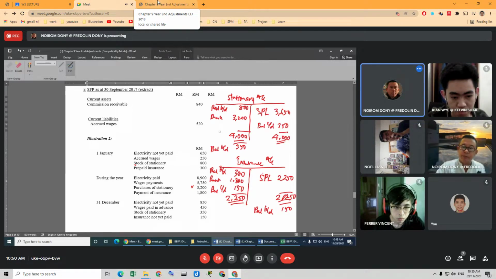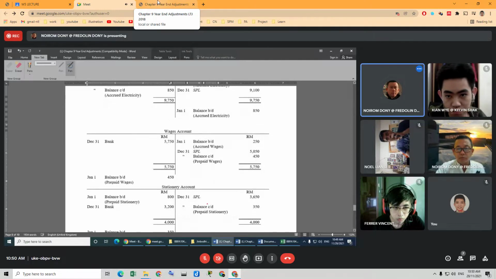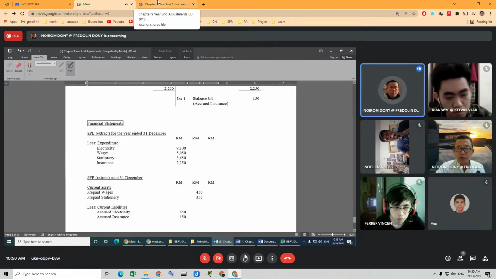So that is why, in the SPL, look at this figure. If you look at your SPL, this is the amount of the stationery, and this is the amount of insurance. So stationery 3,650, insurance 2,250. Then in SOFP, you will have prepaid stationery 350, and you have accrued insurance because it is a credit balance, so it should be a current liability.